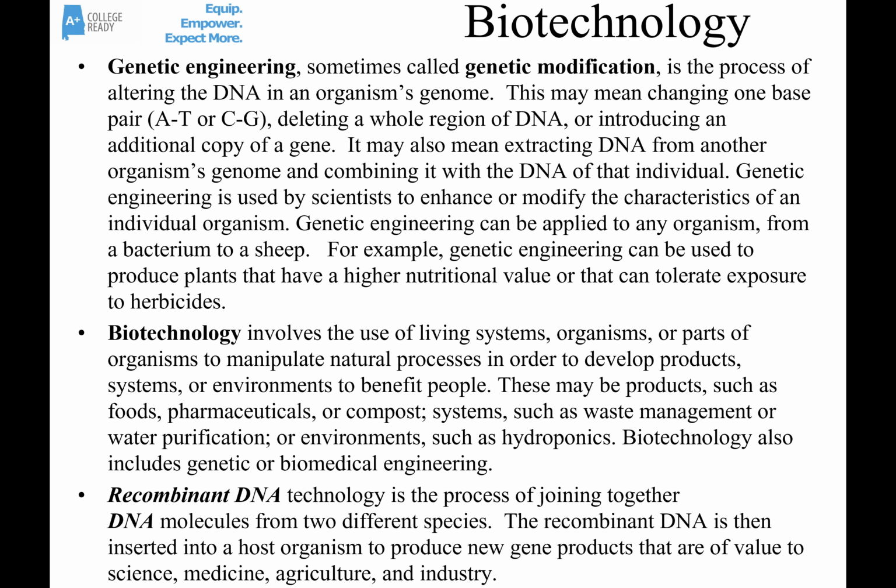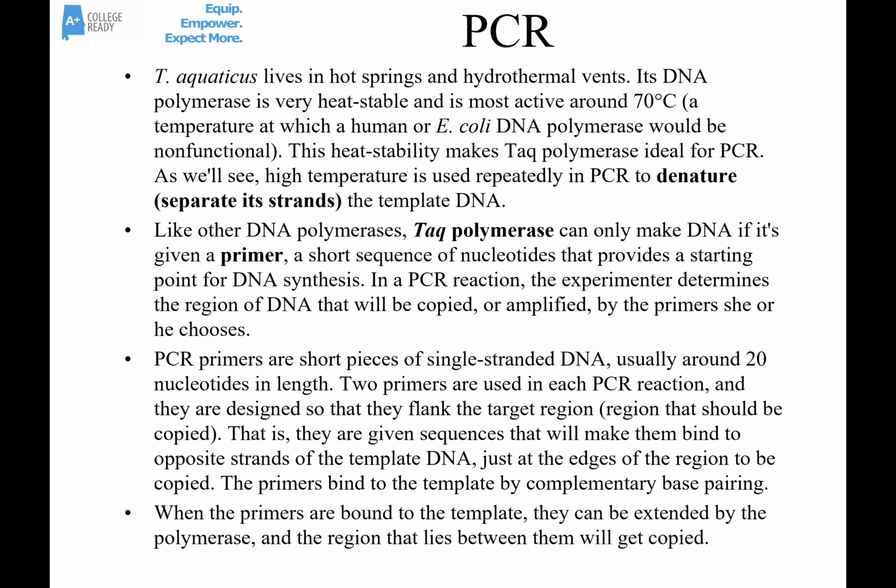In PCR, an experimenter has to determine the region of DNA that they need to copy. Sometimes we call that amplification. They have to choose primers that will bind to either side of that specific strand of DNA. So again, the PCR primers are short pieces of single-stranded DNA, usually about 20 nucleotides in length. A PCR reaction requires 2 of those, and they're designed to flank the target region, the region we want to copy.